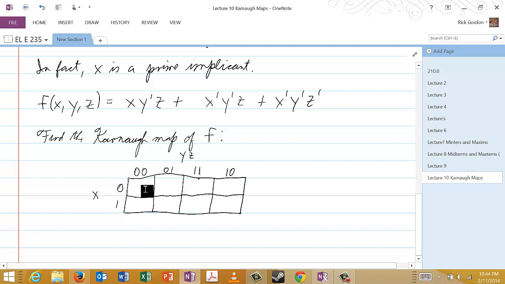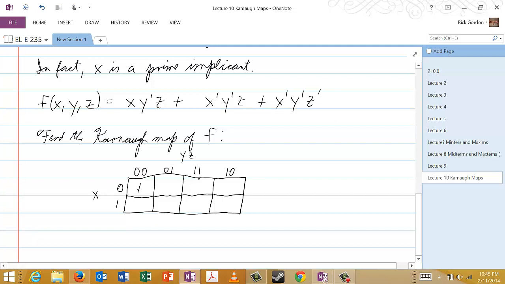Well, when x is equal to 0, the first term is certainly 0. And when z is equal to 0, the second term is also 0. So in this cell, the first two terms are definitely 0. However, in the third term, x equals 0, y equals 0, z equals 0 would make the last term here, this x prime, y prime, z prime, equal to 1 ANDed with 1 ANDed with 1. And so, in fact, we would get 1. And 1 ORed with anything is 1. So in this first cell, we need to put a 1.